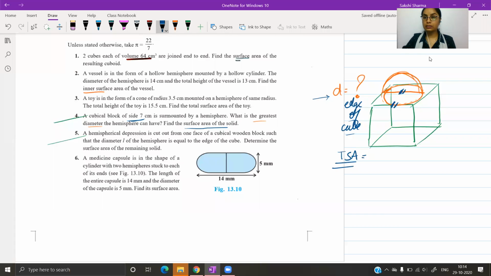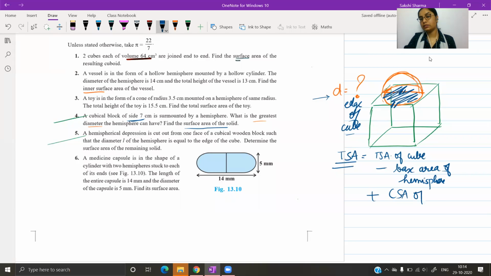Now there are multiple ways. I will be using the shortest way possible. So I'm going to write down the total surface area of the cube. पूरे क्यूब की surface area निकाल लो minus the base area of hemisphere because वो disappear हो जाएगा. This portion is now hidden, so ये exclude करना है plus the curved surface area of hemisphere. Do you follow?